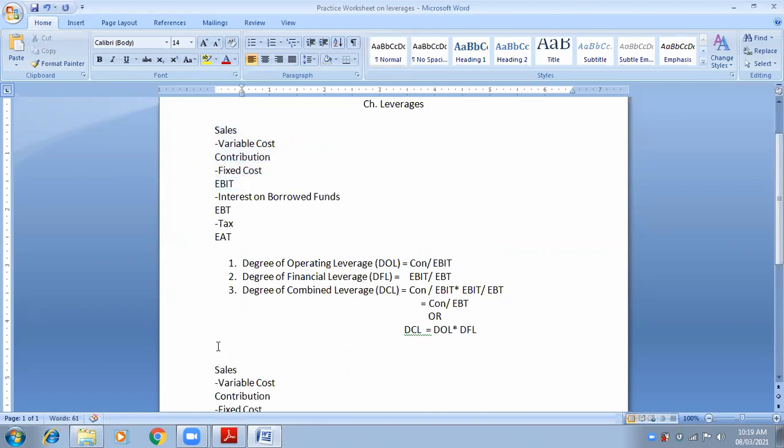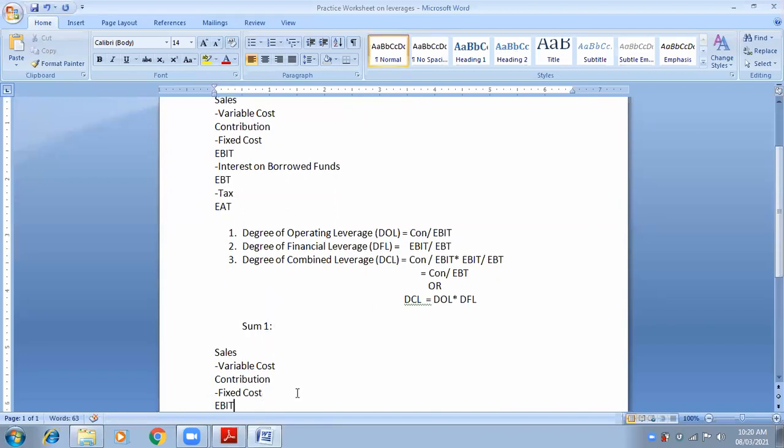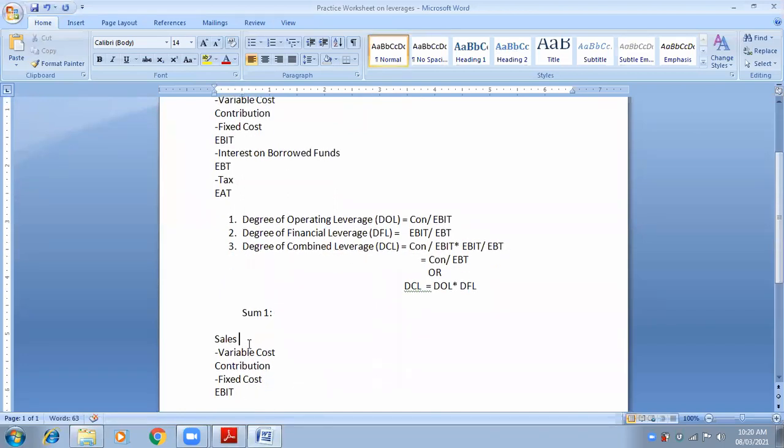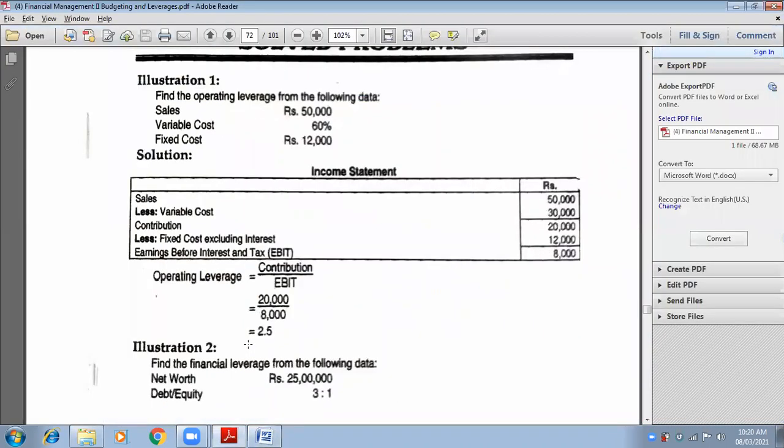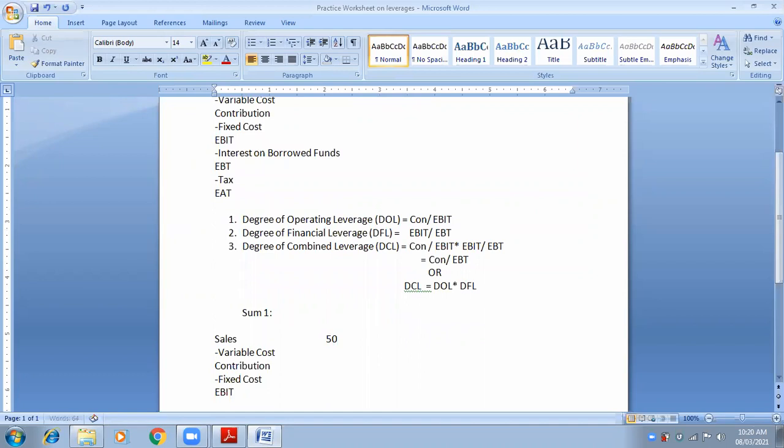First, you have to calculate with the help of this format. So how much is the sales? Tell me. 50,000. So here you will write sales 50,000. You will make two columns, particulars and amount. I'm just making it without the columns, but you have to make it in the columns.